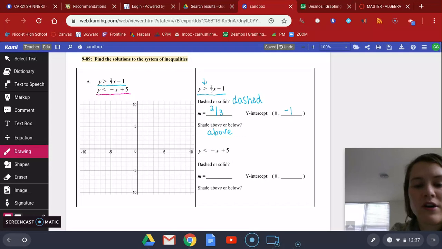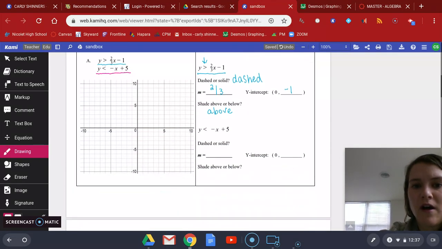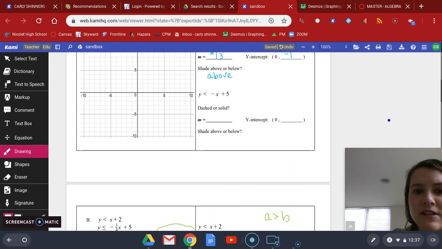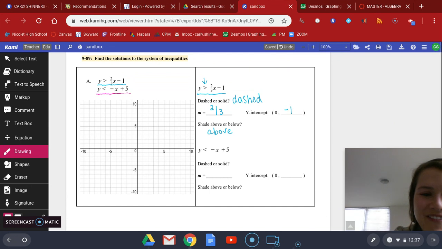And if you are still needing a little help with that, you can just check right up here. All right, so let's graph this. So my y-intercept is -1. My slope is 2 over 3.